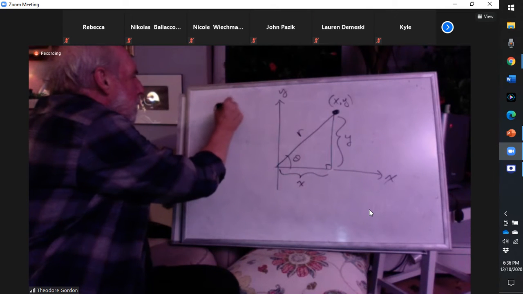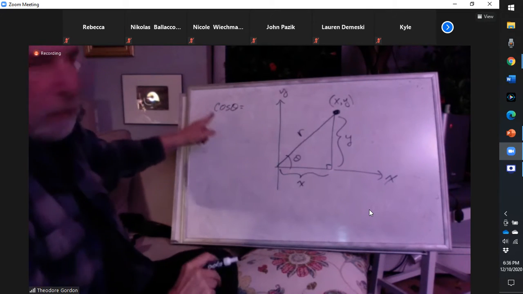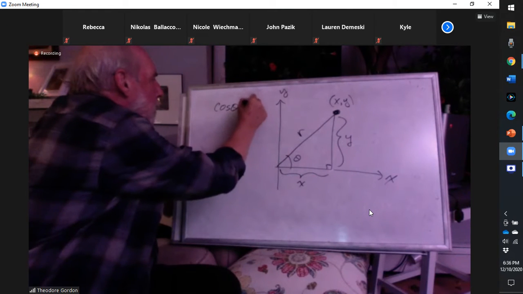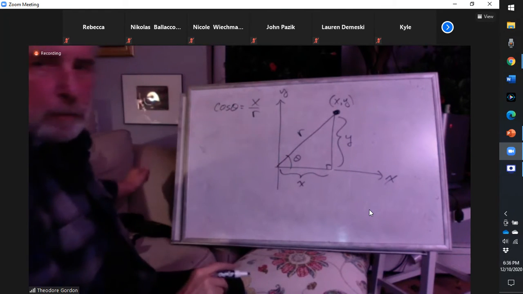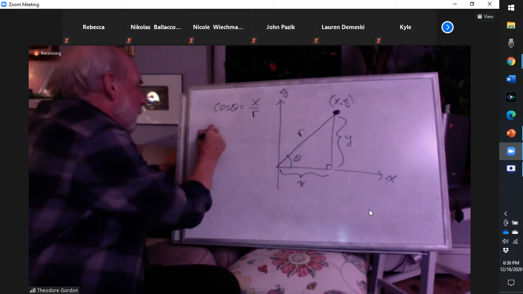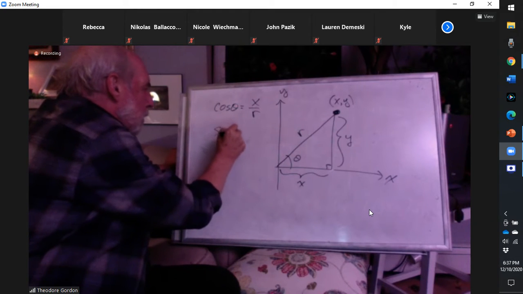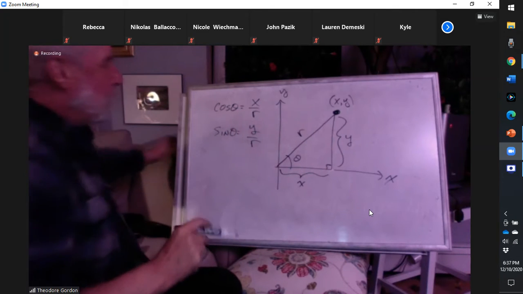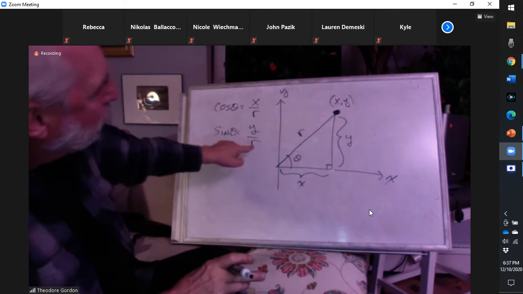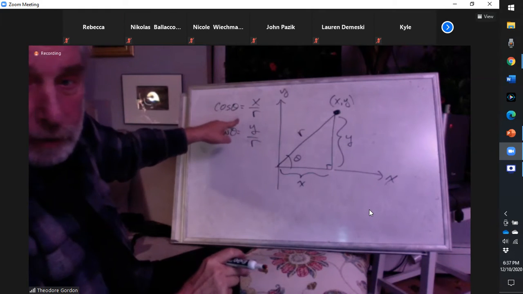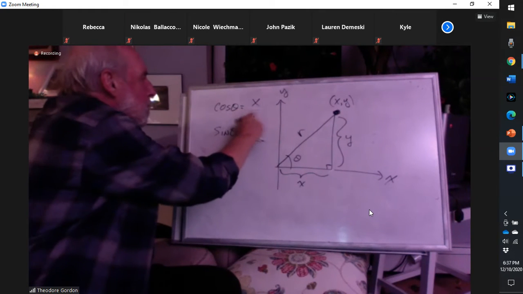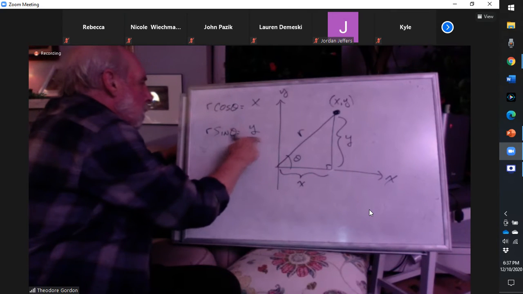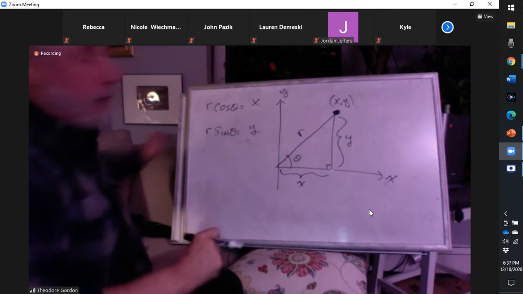So we know that the cosine of an angle is adjacent over hypotenuse. That's going to be X over R. The sine of this angle is opposite over hypotenuse, so Y over R. But what I'm going to do is multiply the R's to the other side. So I'm going to flip these over. And now we have a connection.